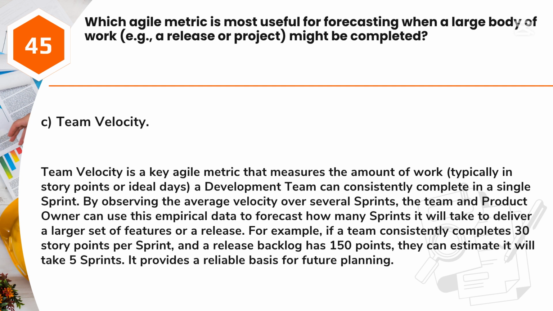For example, if a team consistently completes 30 story points per sprint, and a release backlog has 150 points, they can estimate it will take 5 sprints. It provides a reliable basis for future planning.